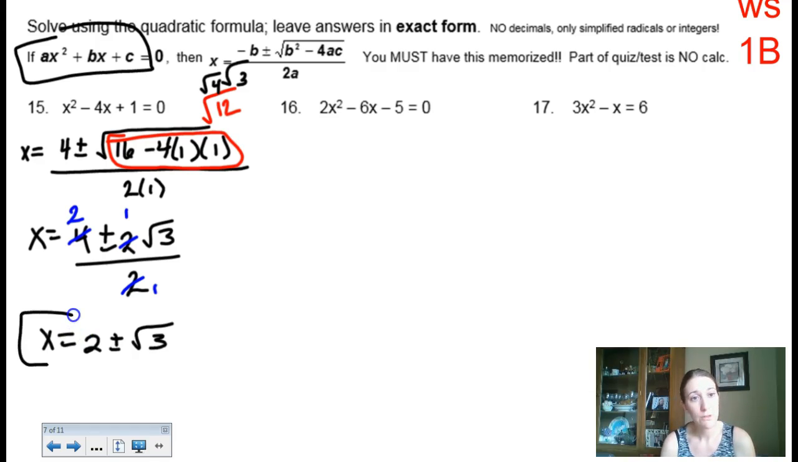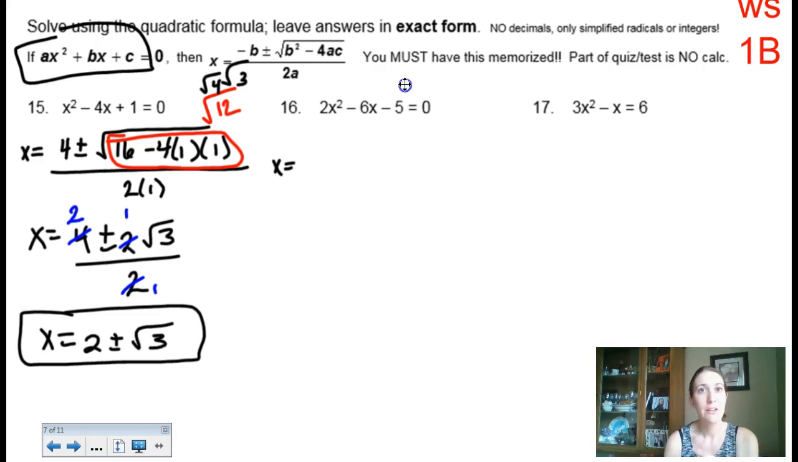Those are two solutions. They are irrational, which means they're not pretty if I tried to type them in my calculator. But that's what my teacher needs to see. All right, my next problem here. Same quadratic formula. It's already in standard form. You do want to notice also if the coefficients can all be divided by a common factor, just like when you do factoring, do it, because why would you want to work with bigger numbers if you don't have to?